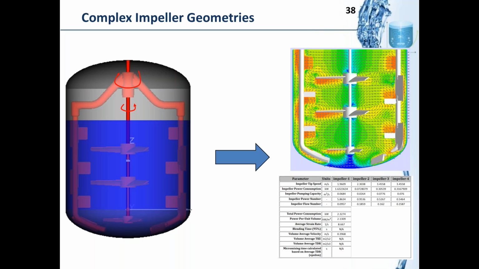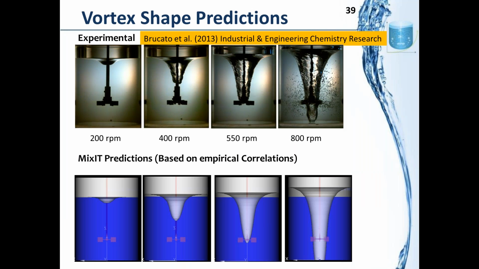Mixit also provides correlations which can predict the vortex shape, and this is our comparison with one piece of the available literature data. You can see that for standard systems, the correlations can predict the vortex shape very well, and the comparison with the vessels shows the experimental data is available here.